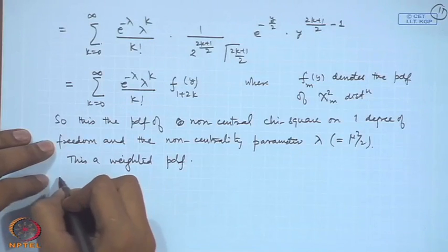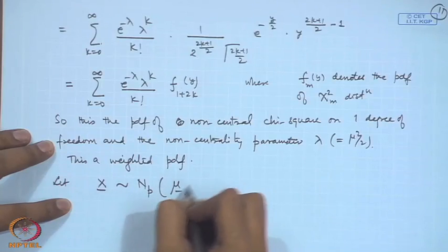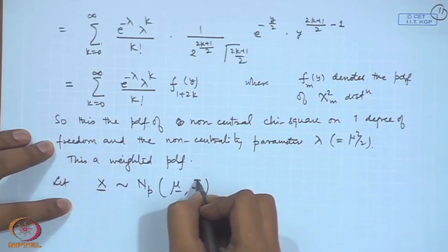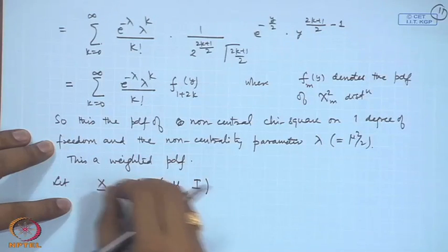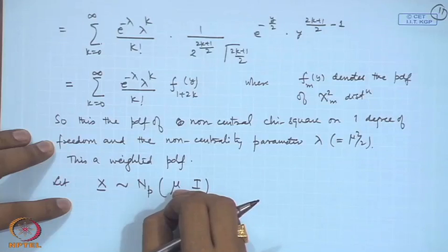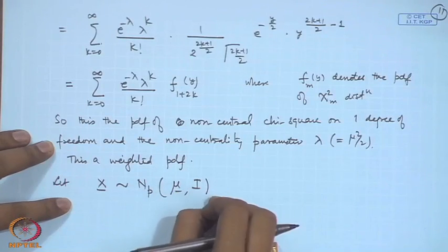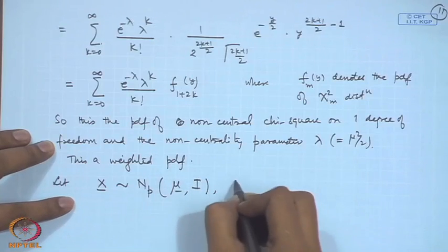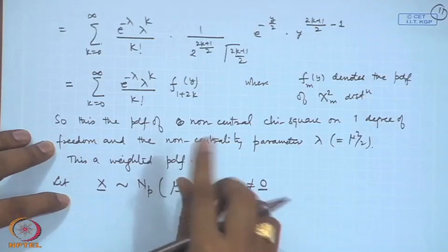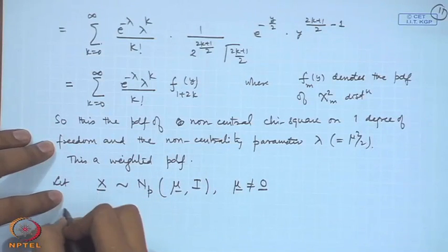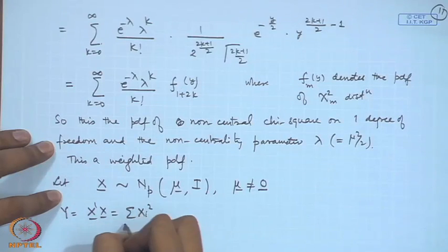So, now let us consider x to be N_p(mu, I). That means, I am considering p components. x 1, x 2, x p are independent normals with means mu 1, mu 2, mu p, and variances are unity and they are independent. And in general, I am assuming mu to be non-zero, because at 0 this will simply give me central chi square. So, now I am looking at y is equal to x prime x, that is sigma x i square, i is equal to 1 to p.